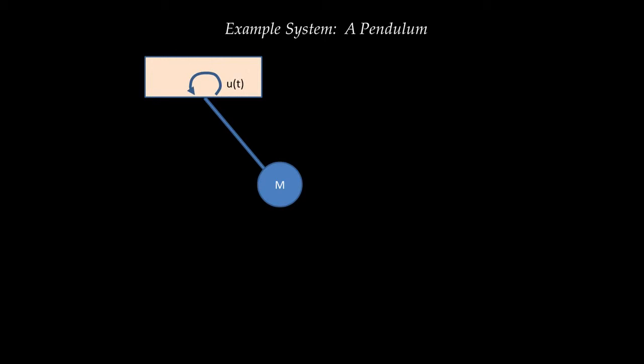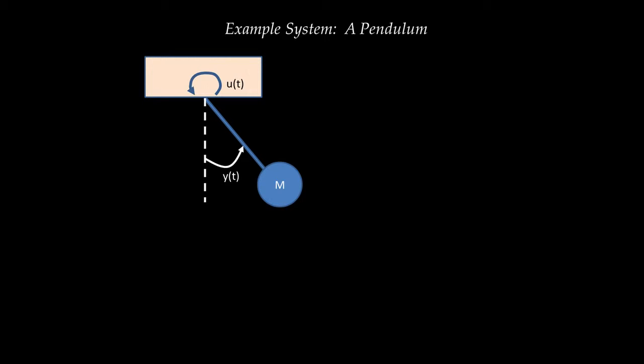Perhaps it's attached to a shaft that is torqued, and the torque is u of t, and I'm interested in seeing both how the pendulum would oscillate and vibrate freely if this torque was zero, and how the pendulum oscillates and vibrates under the influence of this torque. I'm interested specifically in the angle between the pendulum and the vertical, which I call y of t.